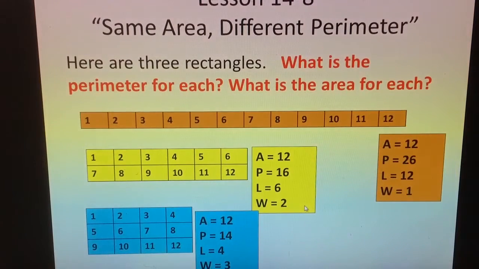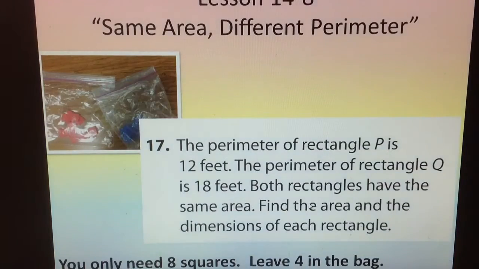I gave students a hint by giving them 8 squares. They kept their bags, but this time they only used 8 of the squares. We left 4 in the bag. With those 8 squares, we first made a rectangle with a perimeter of 12.